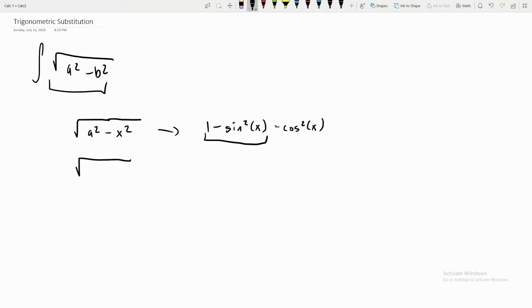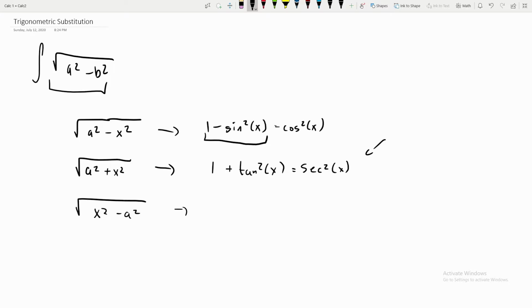Now the next form that we can have is the square root of a squared plus x squared. And what we want to use if we have an integral containing this is the 1 plus tan squared x equals secant squared x identity. And lastly, if we have an integral that contains the square root of x squared minus a squared, well, in that case we want to use the opposite of the second one right here. We're just going to say that secant squared x minus 1 is equal to tan squared x. And again, let's not confuse: x is an actual variable that we're going to be having, and a is some sort of constant.